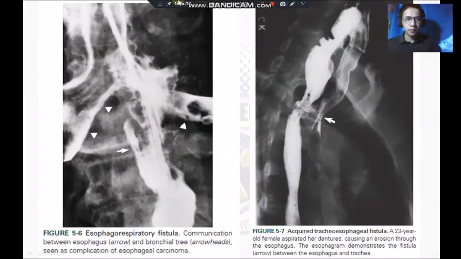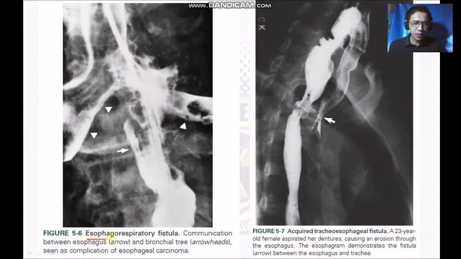Okay, next we also have a demonstration here of an esophageal respiratory fistula, similar to the tracheoesophageal fistula earlier. The very white parts here are filled with contrast material. There is communication between the esophagus, this is the main esophagus, and the bronchial tree. As you can see, there are lateral portions, which are the bronchial tree, seen as a complication of esophageal carcinoma.